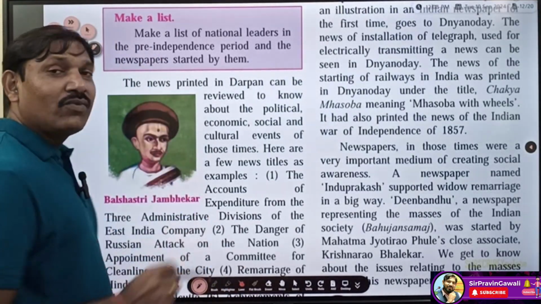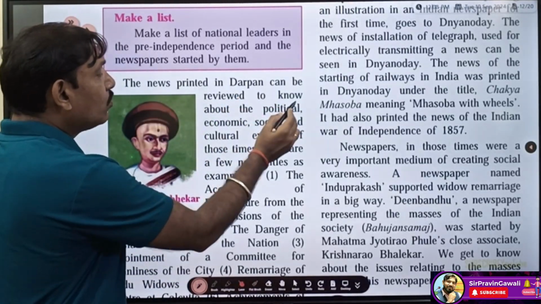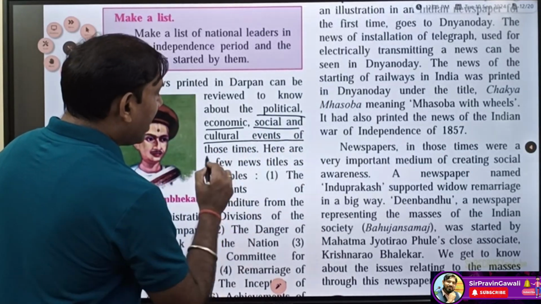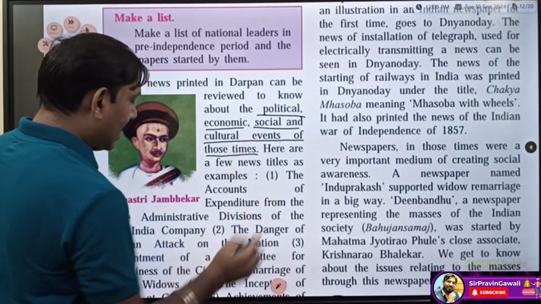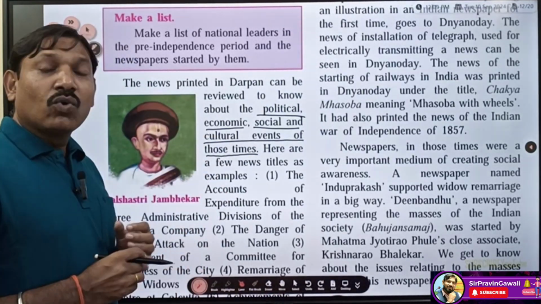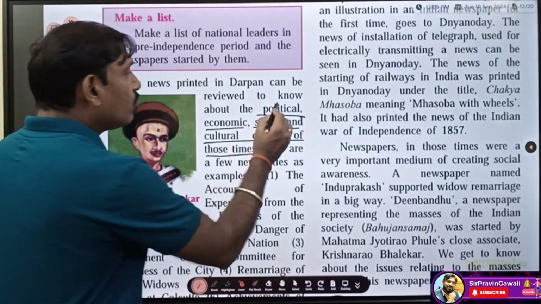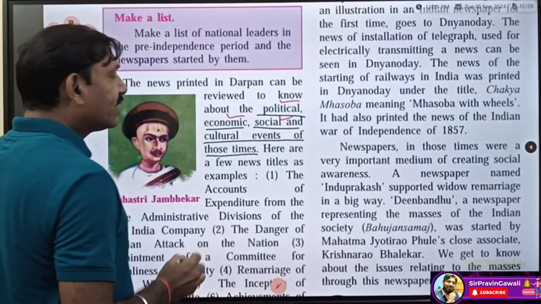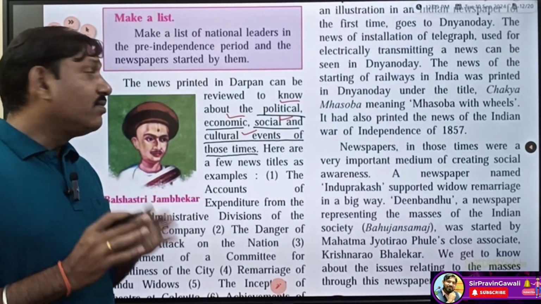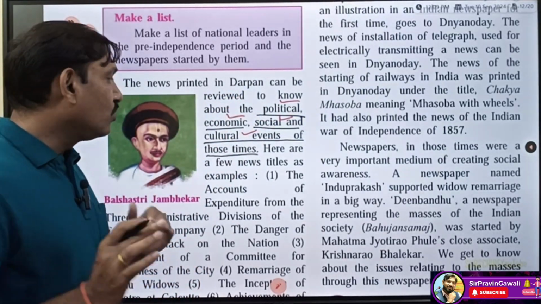Now see, students, we are studying the newspaper Darpan. The news printed in Darpan can be reviewed to know about the political, economic, social and cultural events of those times. So what kind of news could we see in the Darpan newspaper? News related to politics, economics, social activities and cultural events of that time.